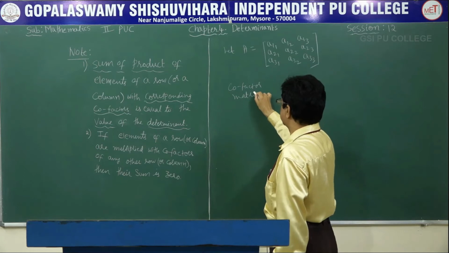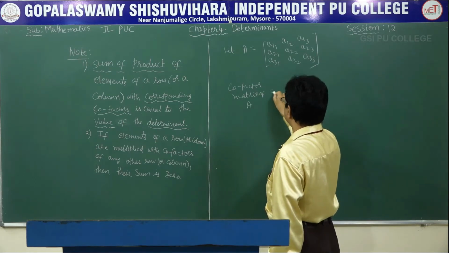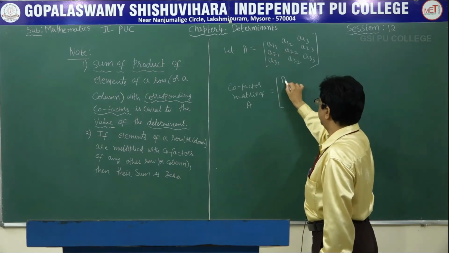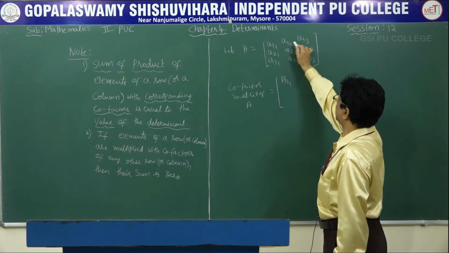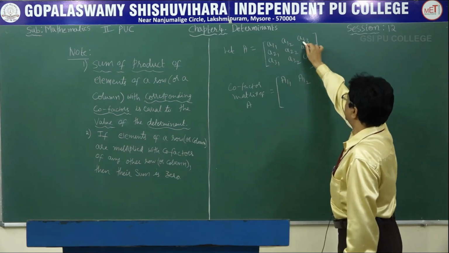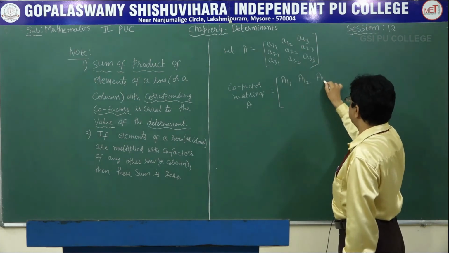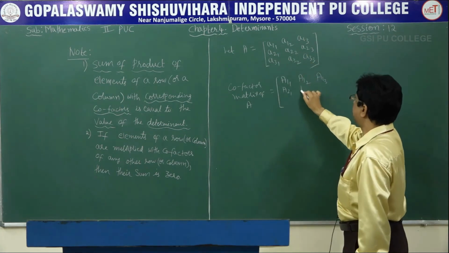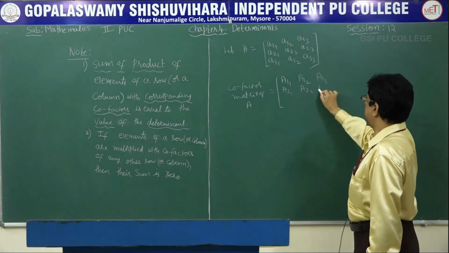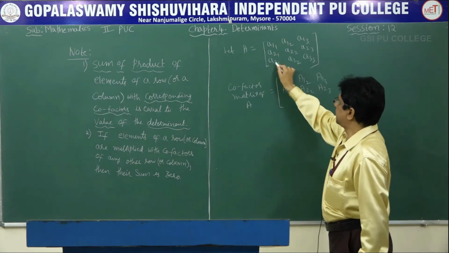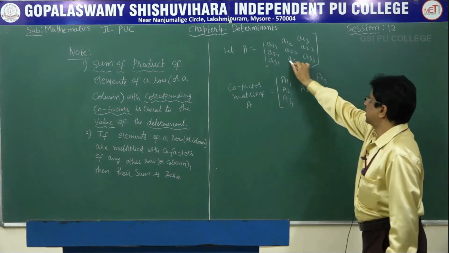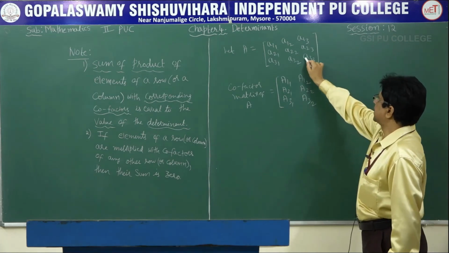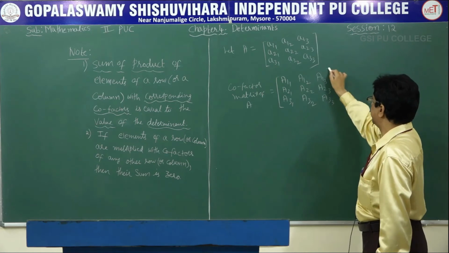Cofactor matrix of A will be equal to: the corresponding cofactor of A11 be capital A11, the corresponding cofactor of A12 be A12, corresponding cofactor of A13 is A13, corresponding cofactor of A21 be A21, corresponding cofactor of A22 is A22, corresponding cofactor of A23 is A23, corresponding cofactor of A31 will be A31, corresponding cofactor of A32 be A32, and the corresponding cofactor of A33 be A33.